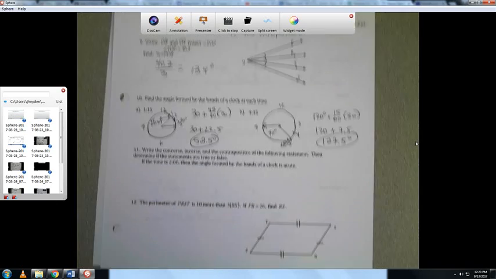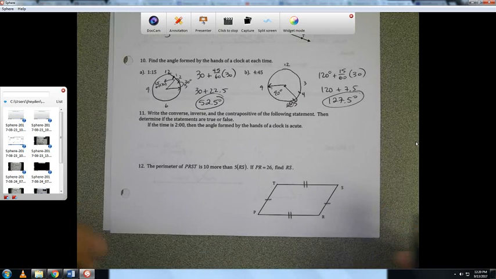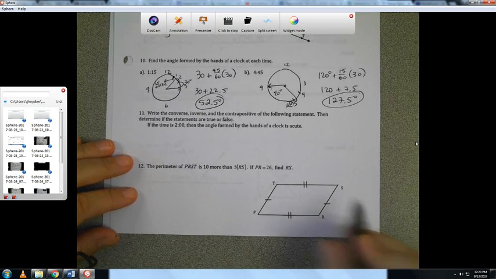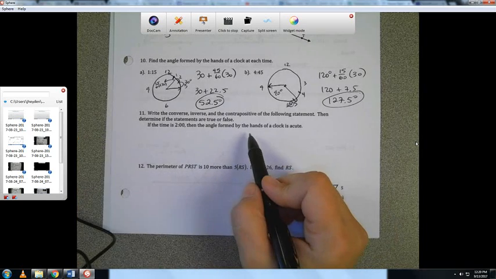Alright, so now we're taking a turn here. Write the converse, inverse, and contrapositive. Alright, so here's your statement. If the time is 2 o'clock, then the angle formed by the hands of the clock is acute. Well, that's true.